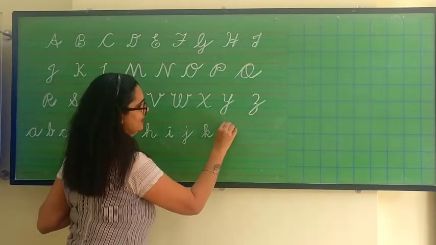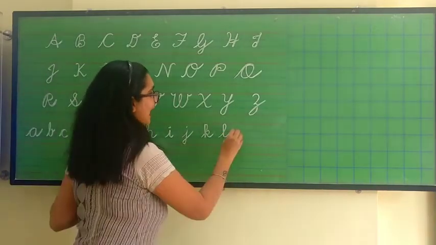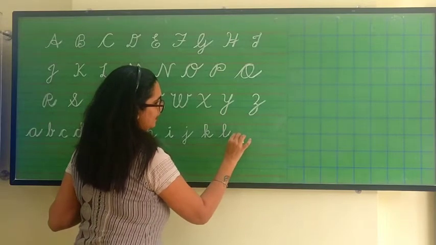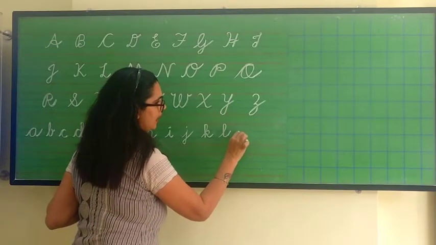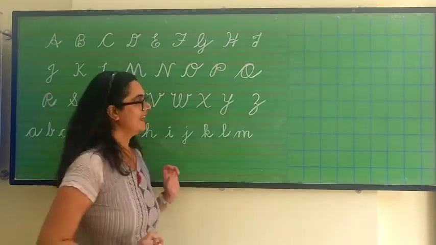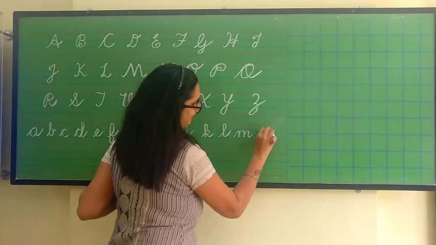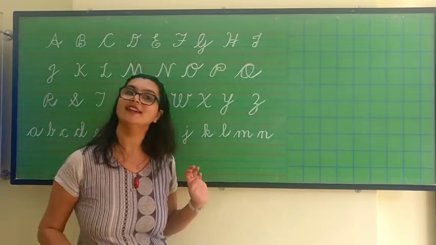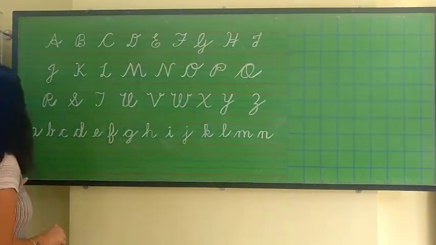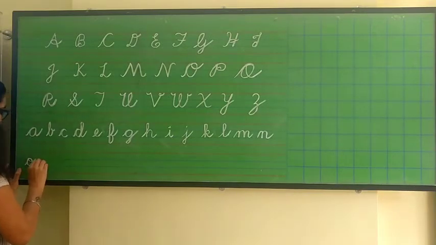Yes, the next letter is L. After L comes M. So M is slant line up, go down, go up, and then a small tail. M, and then N. This is letter N. Now let's write O. So I'm going to write O over here. Like this. And after O comes P.